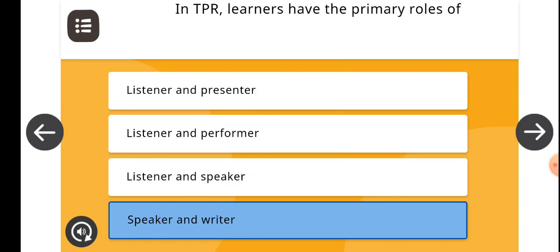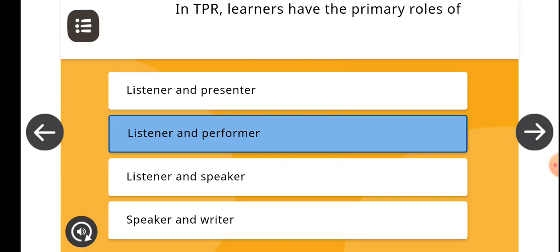If you remember, TPR is a language teaching method to coordinate speech and action. So if you speak, the student is able to listen, and accordingly, as per your instructions, he will perform. So he will do actions. So apparently this is the right answer. Listener and performer is the right answer.